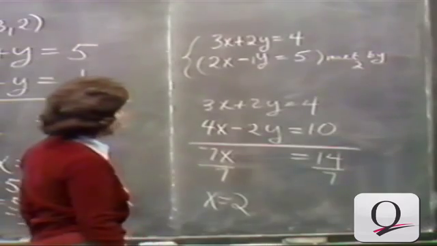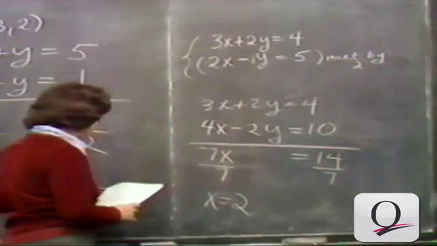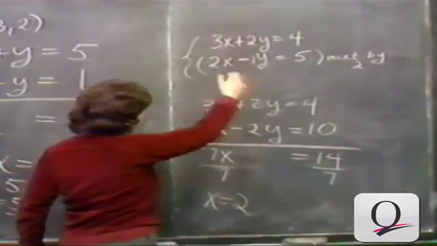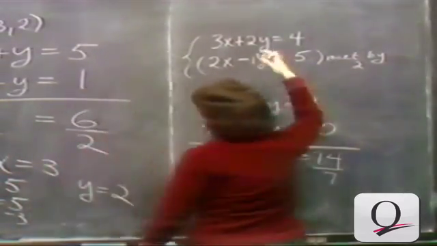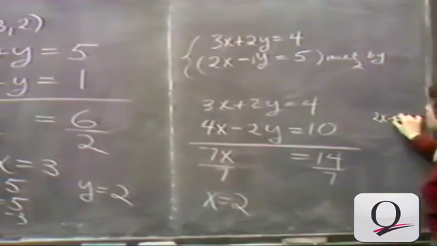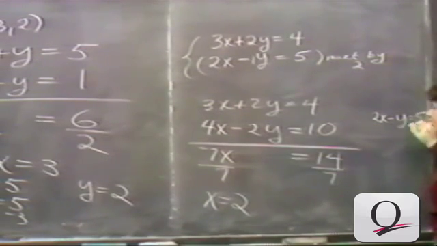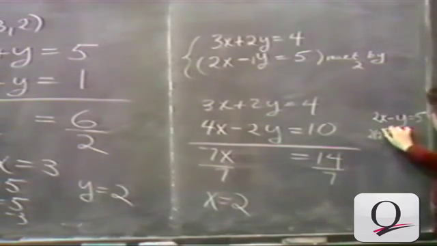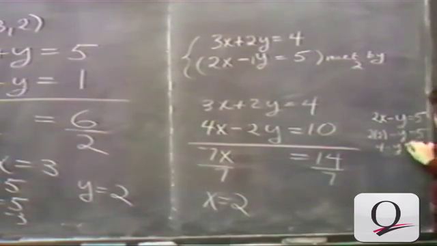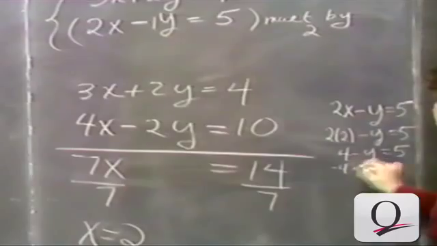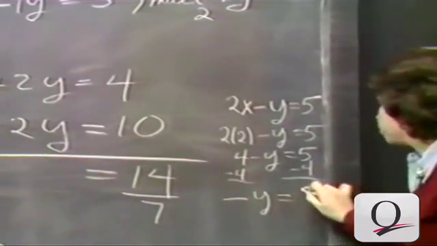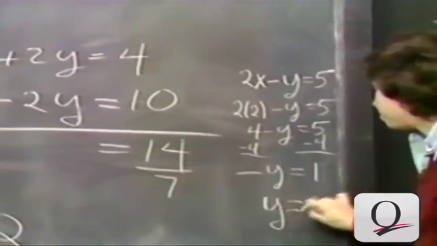Having found the value for x, we can now substitute into either equation. And doing so, we can find the value for y. Let's say last time we substituted into the first, we can substitute into the second. 2x minus y equals 5. X equals 2. 2 times 2 minus y equals 5. 4 minus y equals 5. Subtracting 4 from both sides. Minus y equals 1. Y equals minus 1.